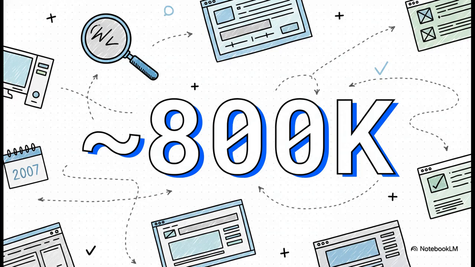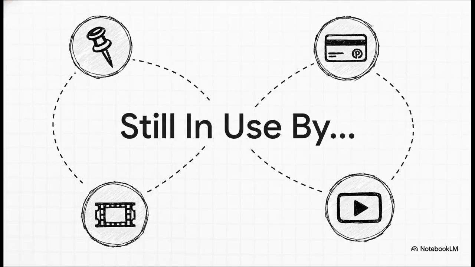Well, you'd probably be surprised. A quick search shows that jQuery UI is still running on nearly 800,000 websites right now. And we're not talking about some old, forgotten blogs here. No way. We're talking about massive sites you definitely use. I mean, think about it. Pinterest, PayPal, IMDb, even parts of Netflix. It just goes to show you how deeply this code is woven into the very fabric of the web.